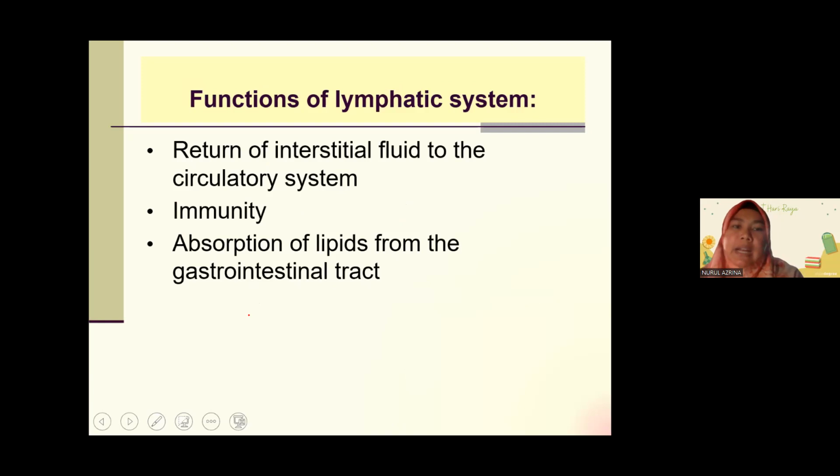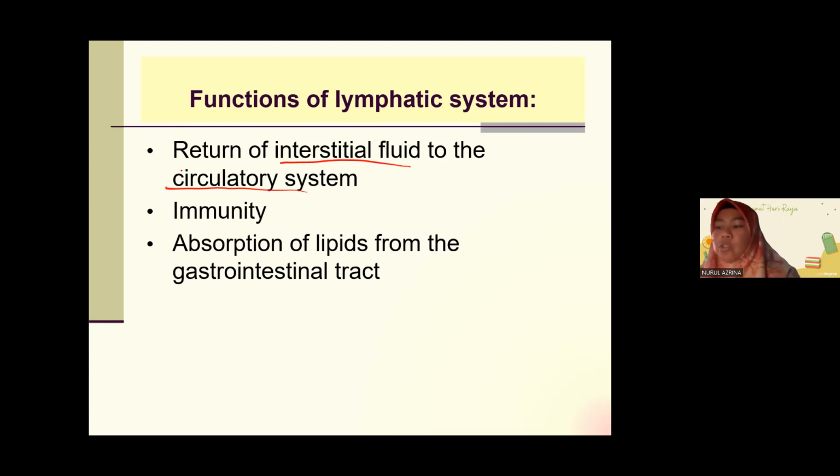What are the functions of the lymphatic system? The first one is to return interstitial fluid to the circulatory system. In this case, you can see from the video itself, the lymphatic system helps to filter the components in the interstitial fluid, if let's say it contains bacteria and whatnot, right? So it can return the clean interstitial fluid back to the circulatory system.